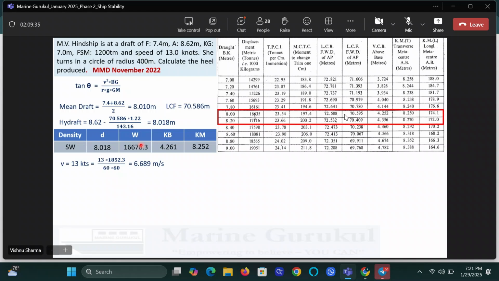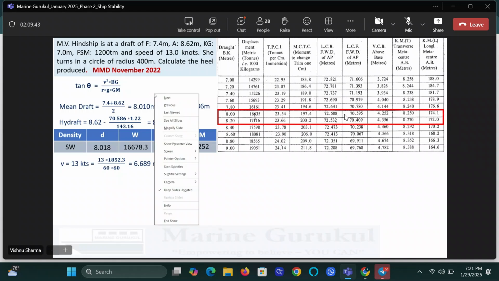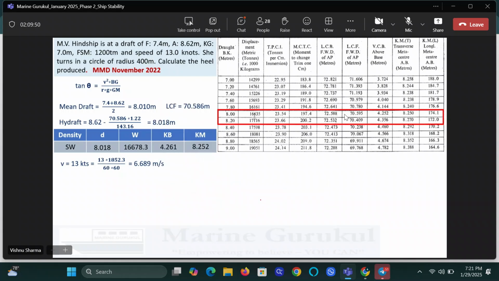6.688, yes? You round off, it will become 6.689, right? What mistake did you make? No sir, I did 6.688. Say again. I only multiplied by 1852. Okay, fine, then it's okay.